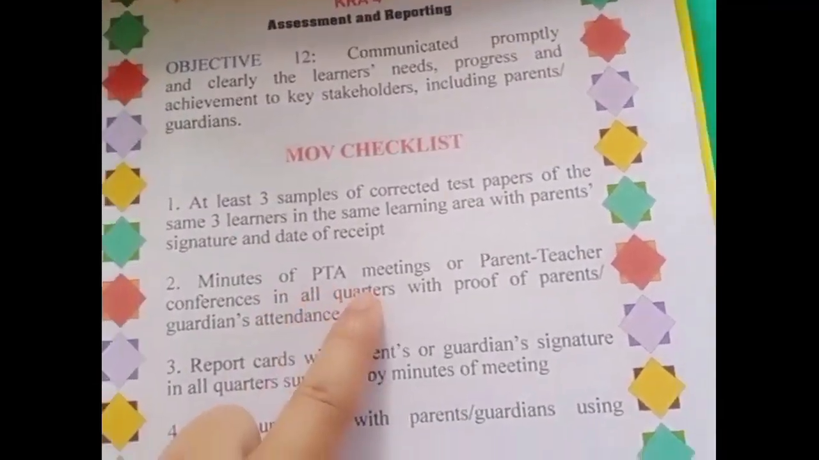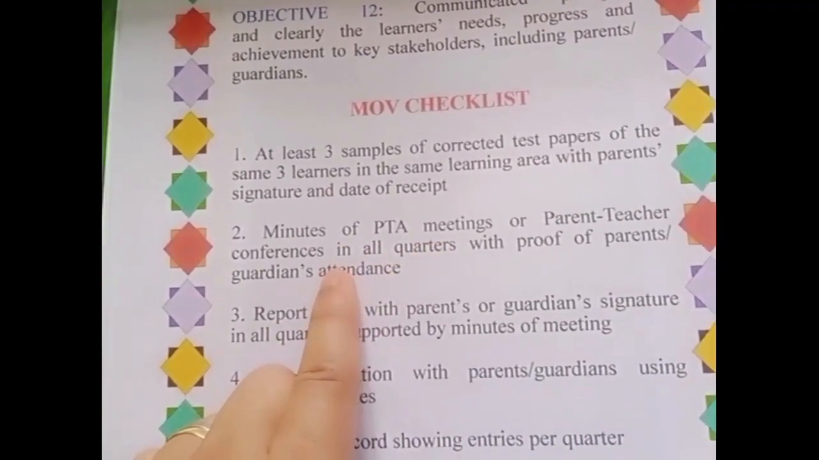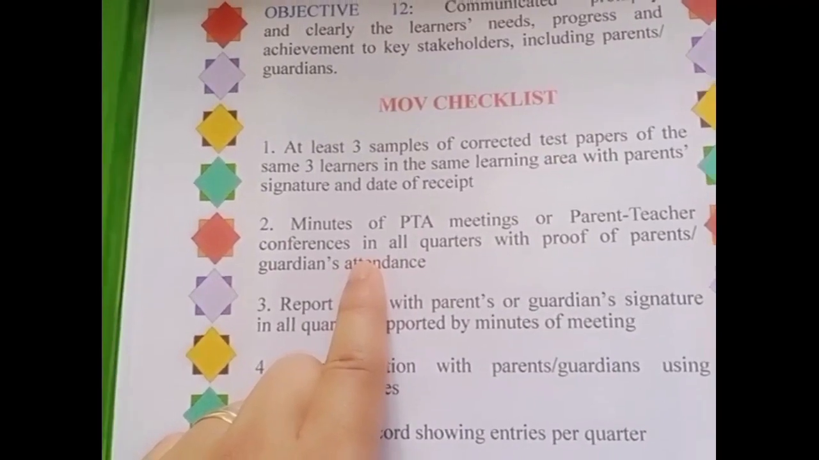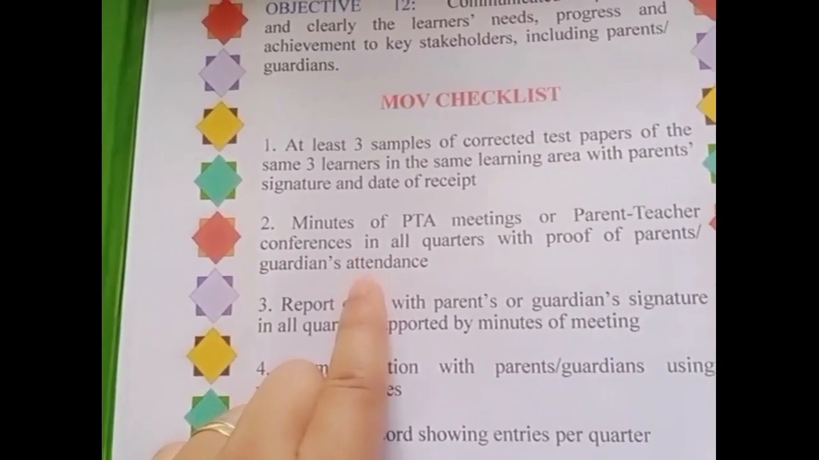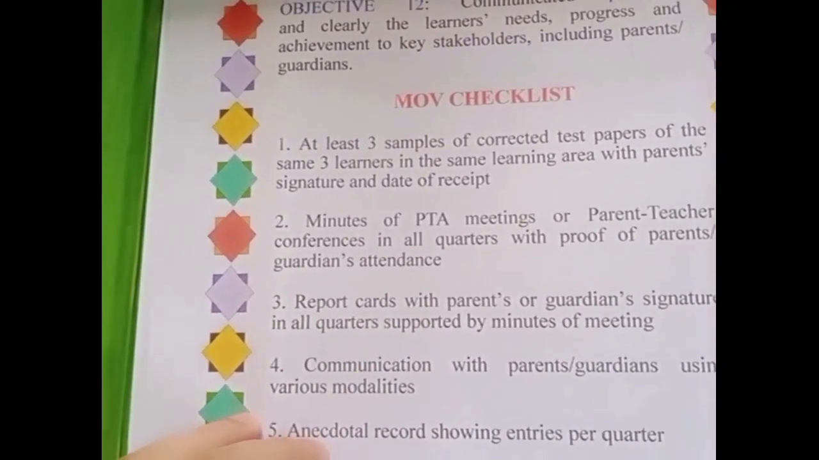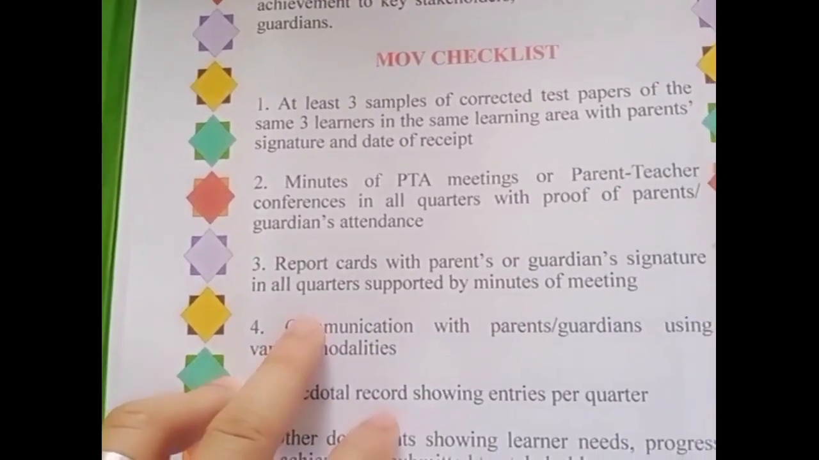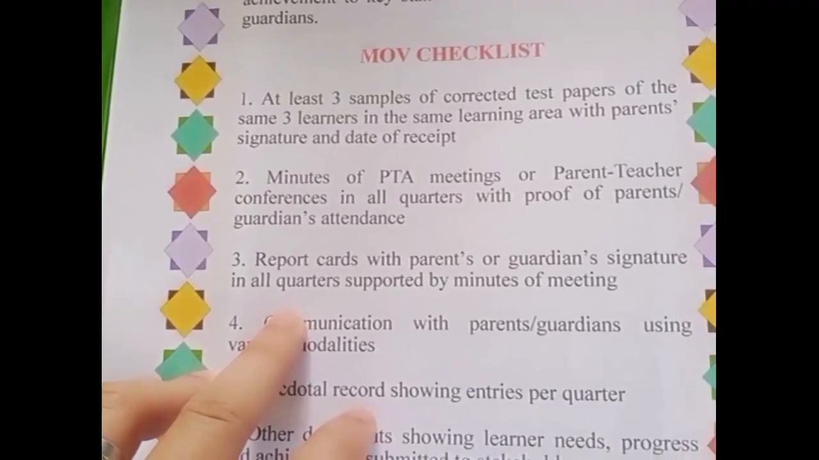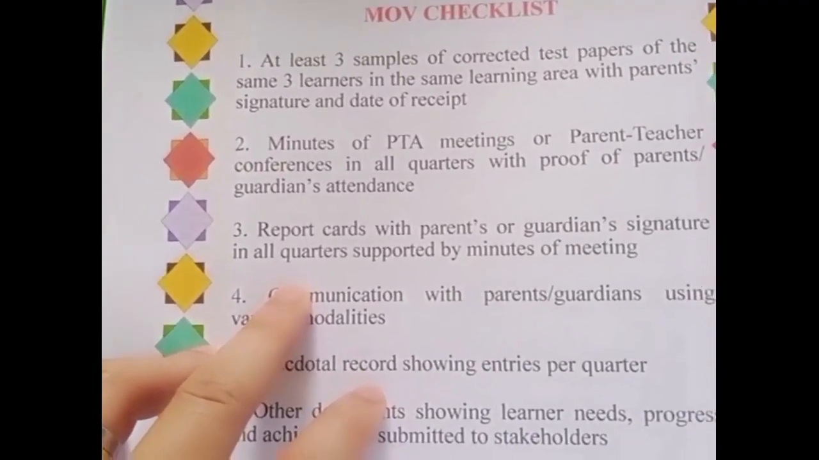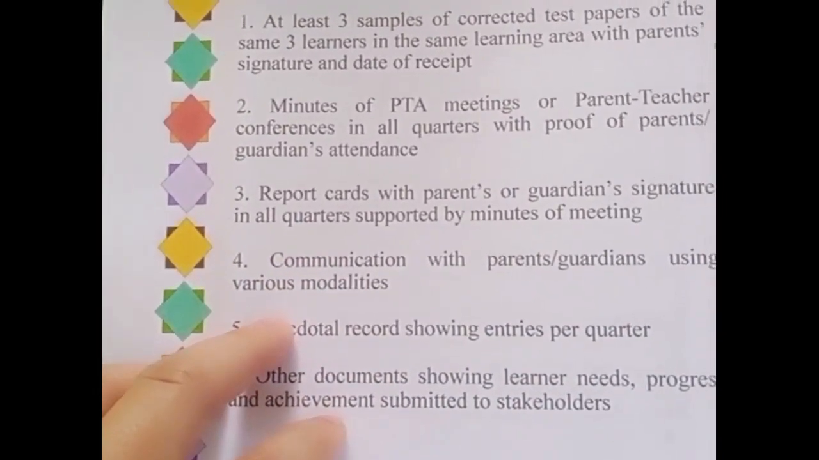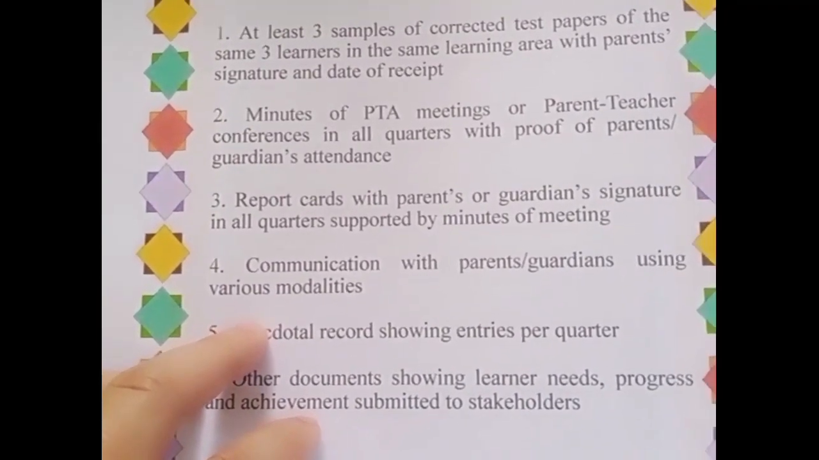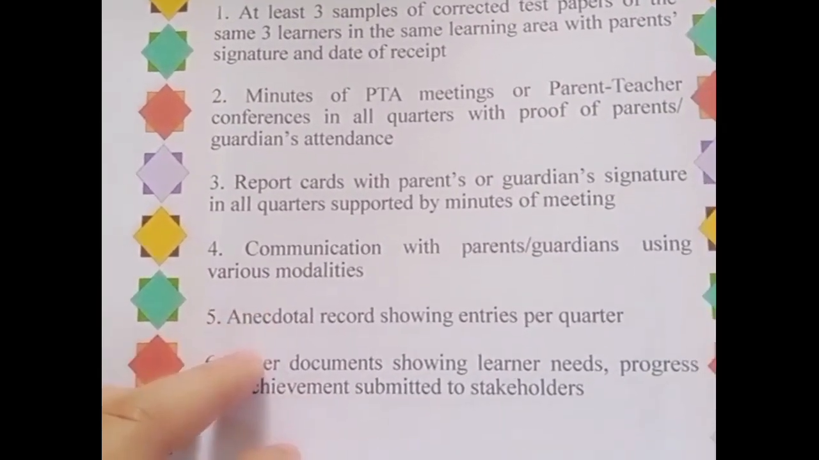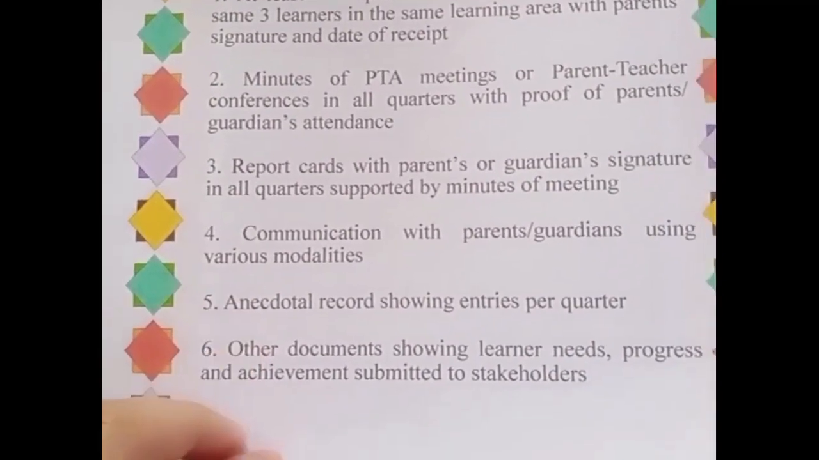And then minutes of PTA meetings or parent-teacher conferences in all quarters with proof of parents', guardians' attendance. So, yan, minutes of PTA meetings natin ginagawa. Report cards with parents', guardians' signature in all quarters supported by minutes of meeting also. Next is communication with parents, guardians using various modalities, anecdotal record, and other documents na support for objective number 12.